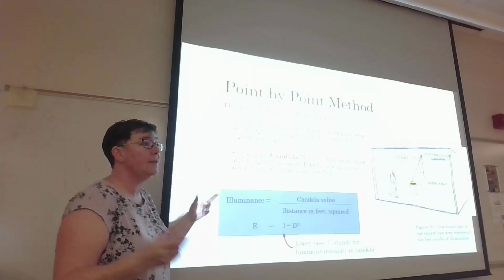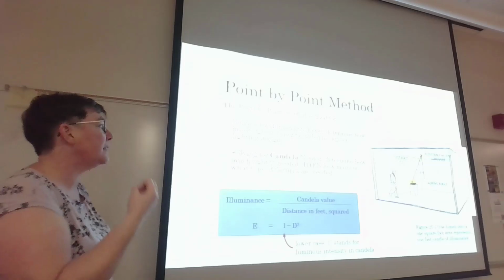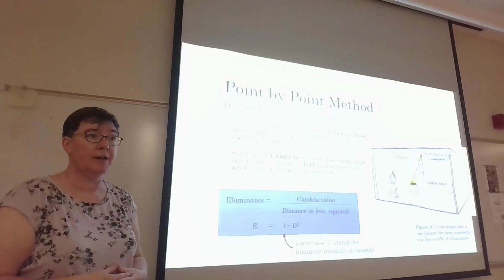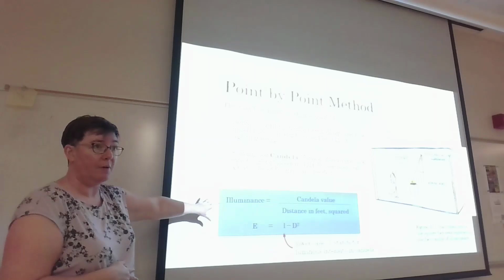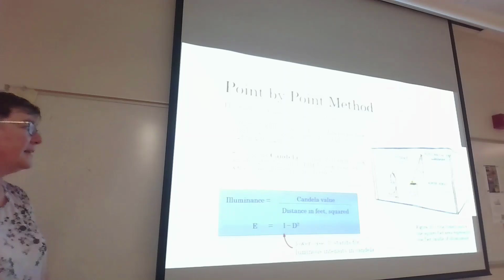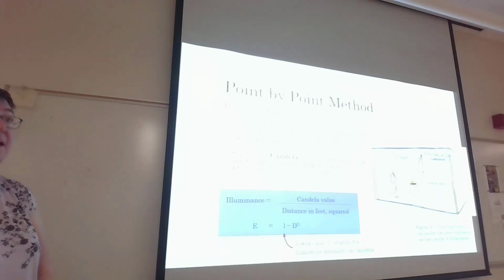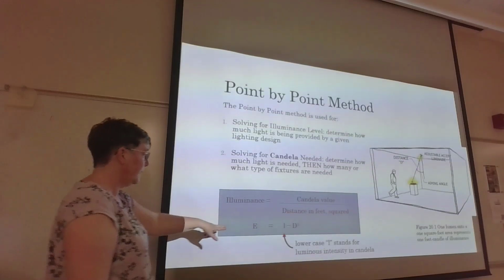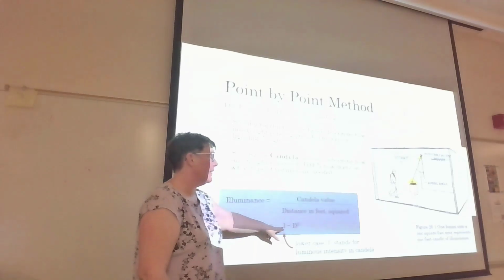Or alternately, you run this backwards and solve for candela. Determine how much light is needed, and then how many or what type of fixtures are needed. And these are all going to use the same formula. Illuminance equals candela value divided by distance in feet squared. And we can write that shorter as illuminance is E equals, it looks like a number 1.